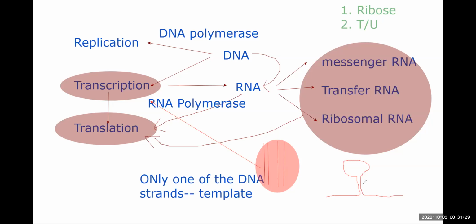This double-stranded region of RNA is called a stem, and this bulging structure is called a loop. So RNA could be single-stranded and could be double-stranded. That you will notice in the structures of especially tRNA.